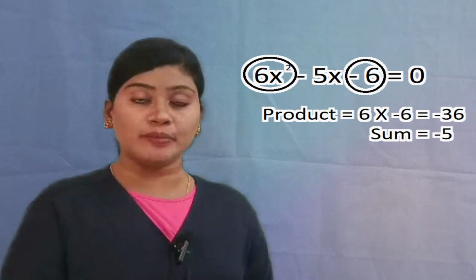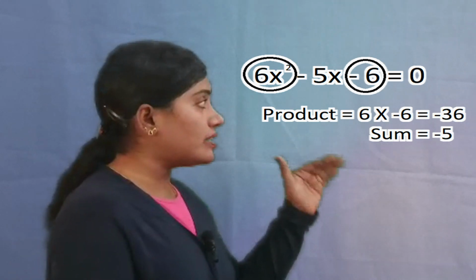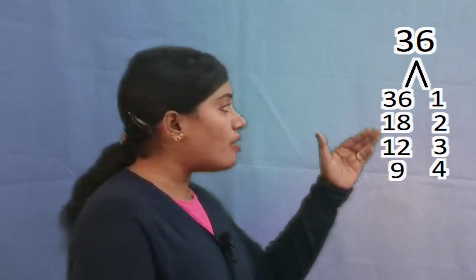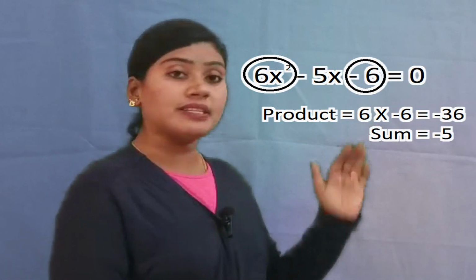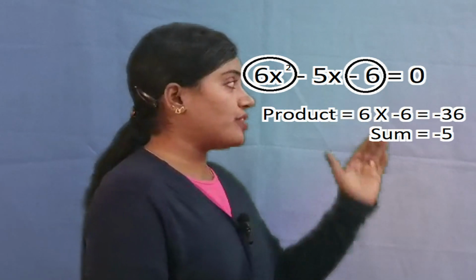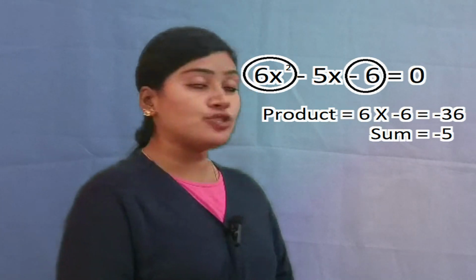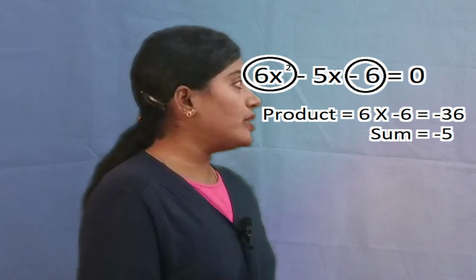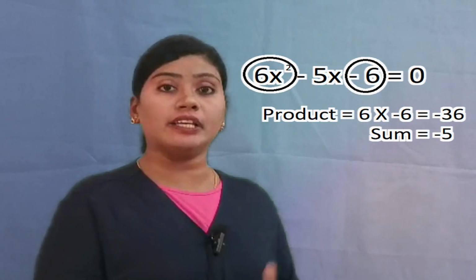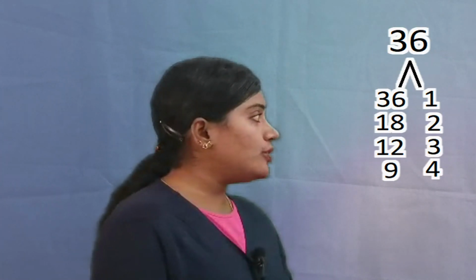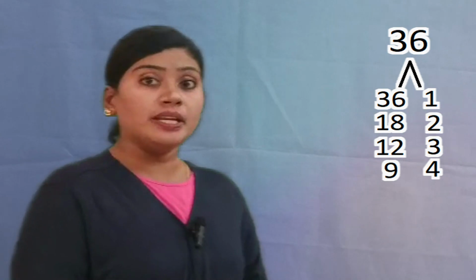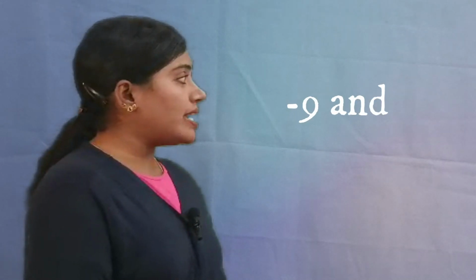So for finding these numbers, first we have to find all the factors of 36. We know these all are the factors of 36. From these factors, we need to find two numbers whose product will be minus 36 and sum will be minus 5. When multiplying, the answer should be minus 36. Therefore, one number is negative and the other number is positive, as the sum should be negative. So we need to consider the larger number to be negative. So the numbers are minus 9 and plus 4.